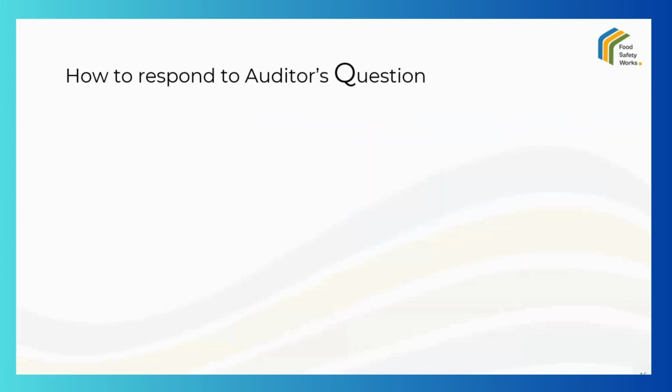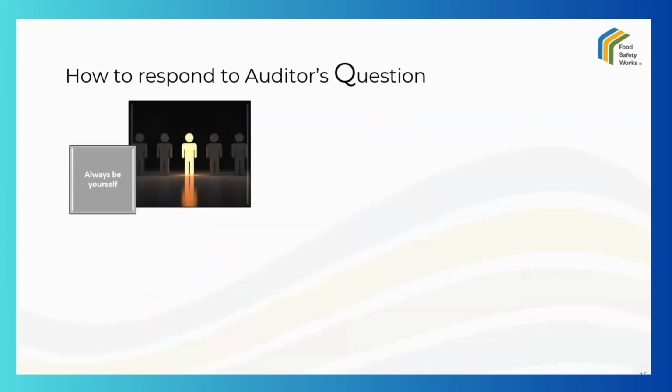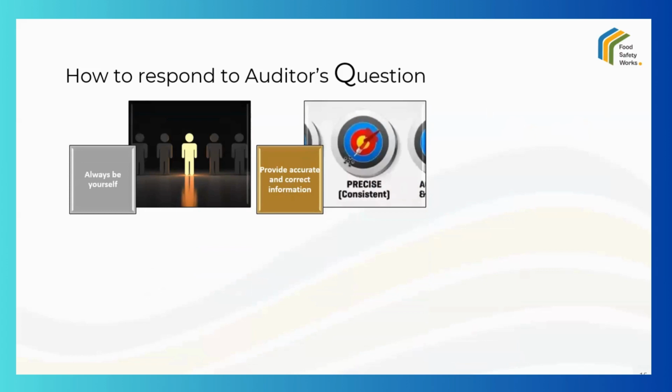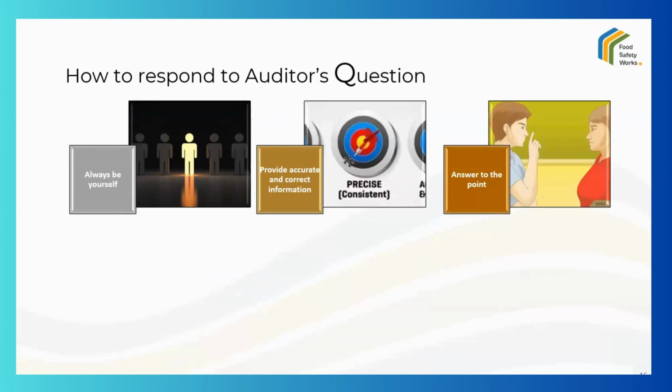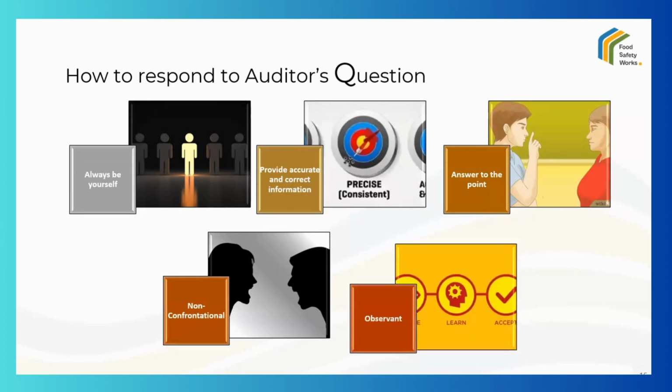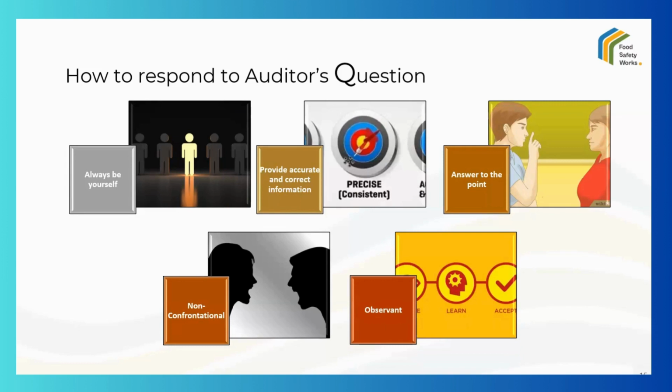Auditor generally verifies the accuracy or correctness of the information provided by the auditee. So always be yourself. Be attentive to what questions or queries are asked by the auditor. Provide correct information, always answer to the point. Do not deal with situations in an aggressive or argumentative manner. Disagreements are not good. Connect your dots.